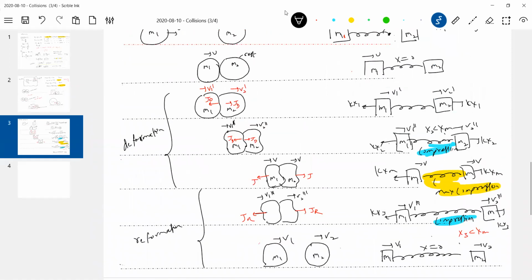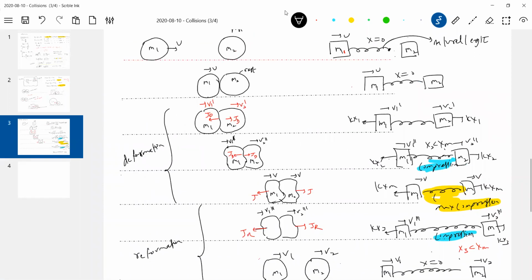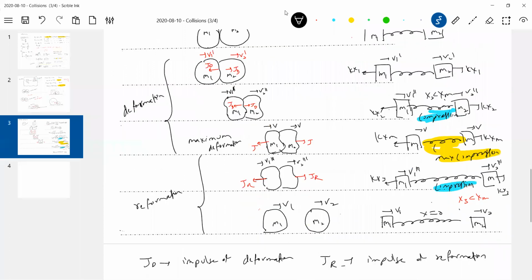Okay, what happens in the collision phenomenon? The bodies come and collide, they'll undergo deformation. The deformation will be maximum here, maximum deformation here. Then again, they'll come out of the deformation. Then finally, they lose contact. Okay, let's see that.